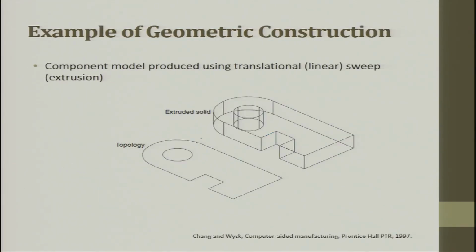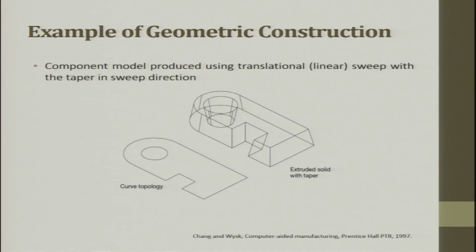The geometric model produced, you can see here, this is a topology. You say please extrude it in this direction, so you get a model. So linear extrusion and sweep were tried. A component produced using translation sweep with a taper in the sweeping direction is also possible. You can say this way: an extruded solid with a taper.